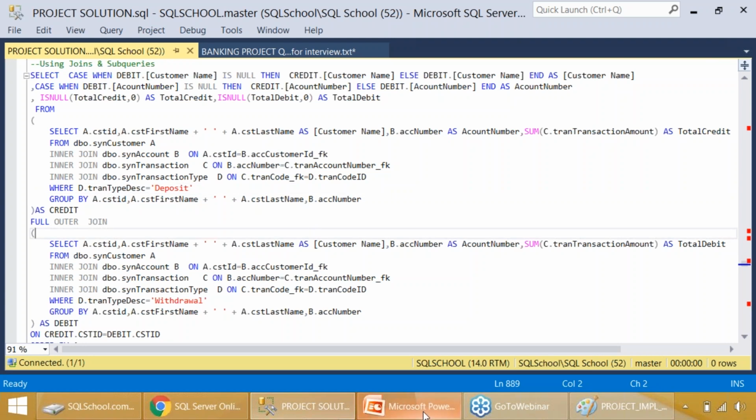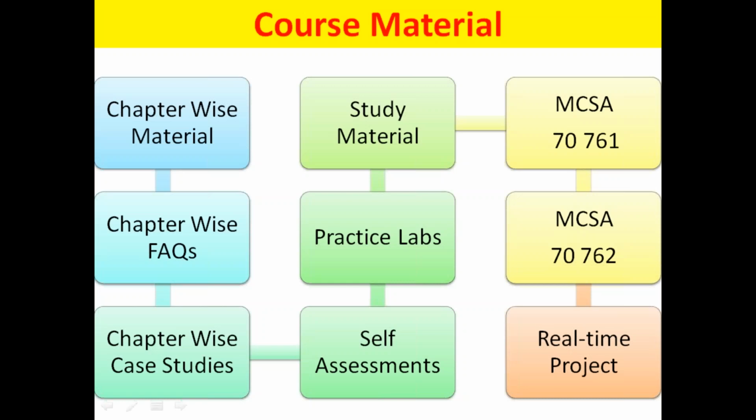With this information, back to the type of course material. In addition to the real-time project and self-assessments, we do have MCSA 7761, 7762 examinations in our course.